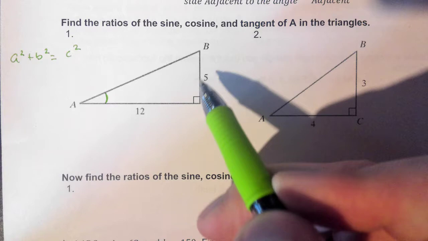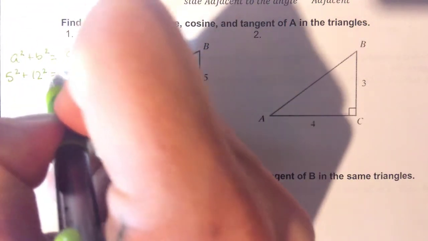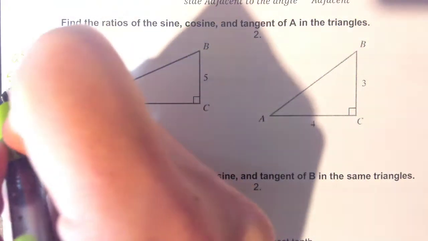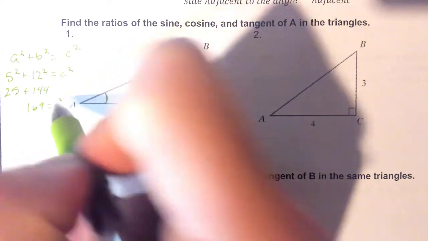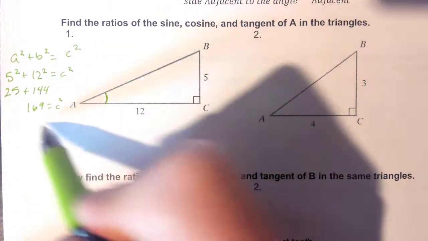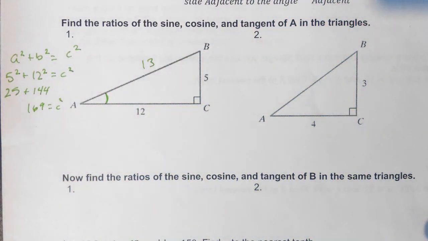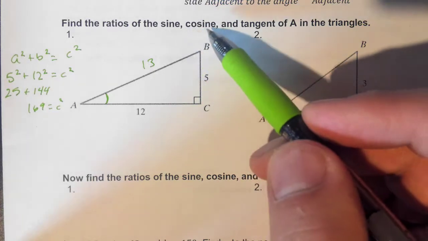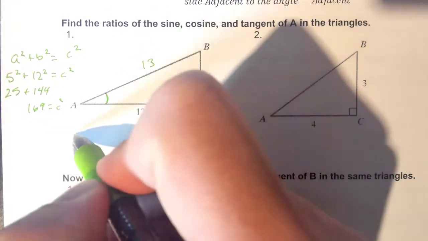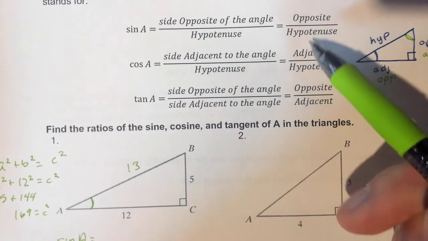Looking at our picture, we have the two legs, so we're going to fill it in as 5 squared plus 12 squared equals c squared. That would be 25 plus 144, which is 169, equals c squared. Take the square root, and the square root of 169 comes out to be an even 13. So now that we have the three sides, we're able to find the sine, cosine, and tangent of angle A. Let's start with the sine of A. Remember, sine is opposite over hypotenuse.